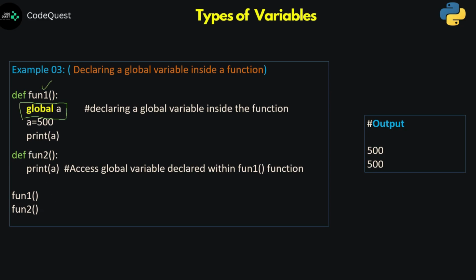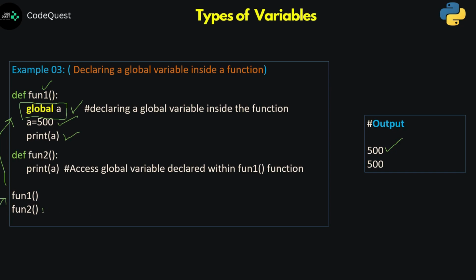Now let's check. When I call this function fun1, the control goes here, and the first line says that we are declaring a global variable inside this function fun1. In the second line, we have assigned the value 500 and we are printing the value of a. As a result, we'll be getting a updated to 500.